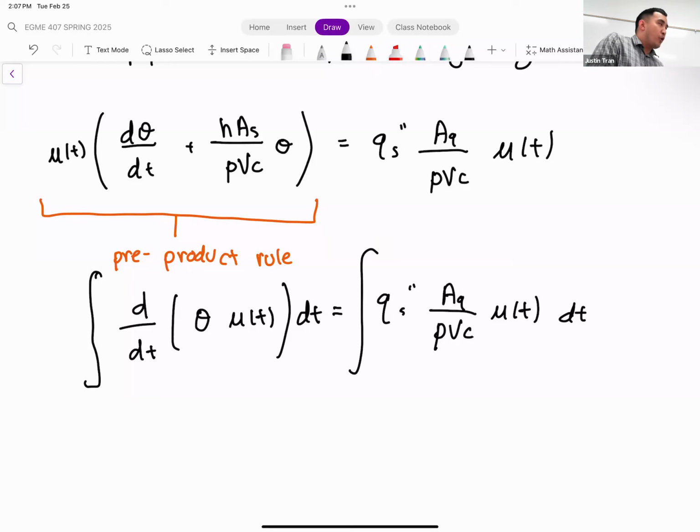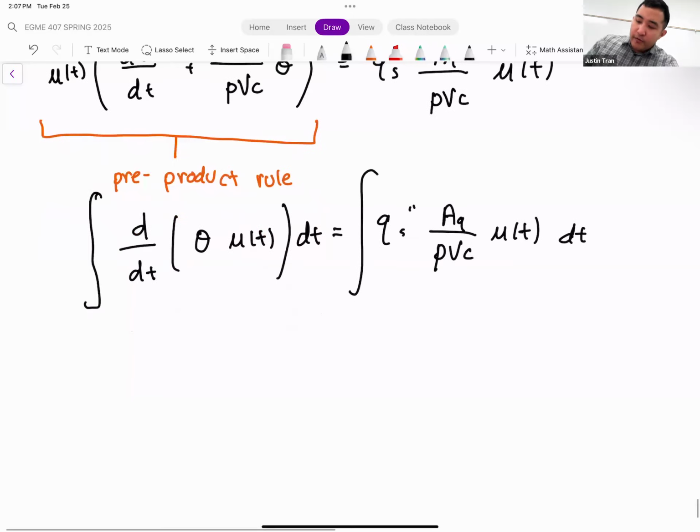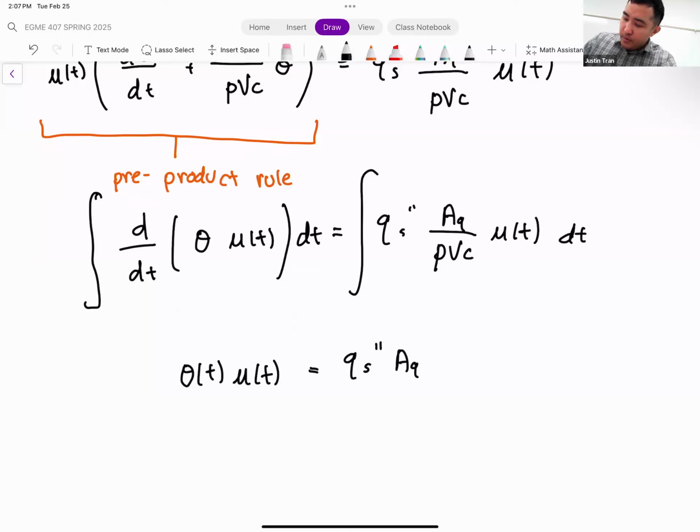On the left-hand side, we have a perfect derivative, which is going to cancel out with the integral. So on the left-hand side, we have theta of t multiplied by mu of t, which is equal to the integral. At this point, in order to perform the integral, we do have to plug in for mu. And so we have Qs double prime Aq divided by rho VC.